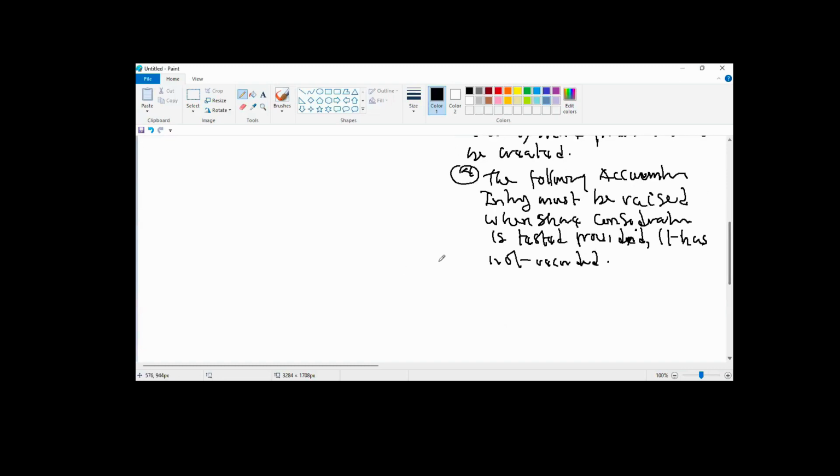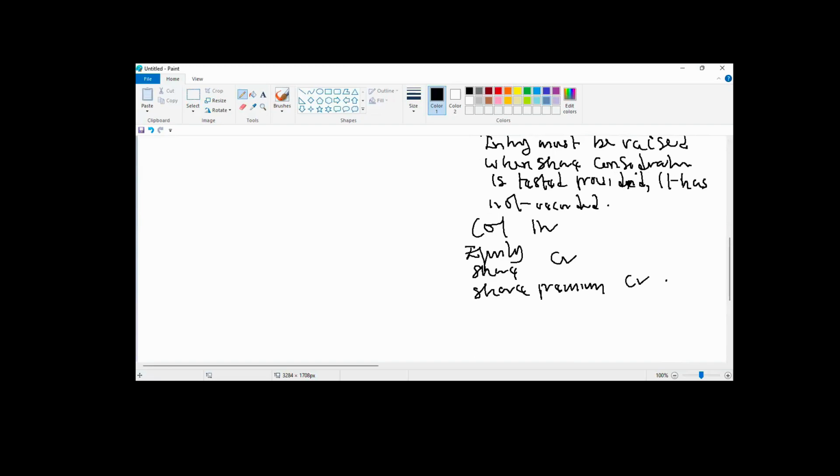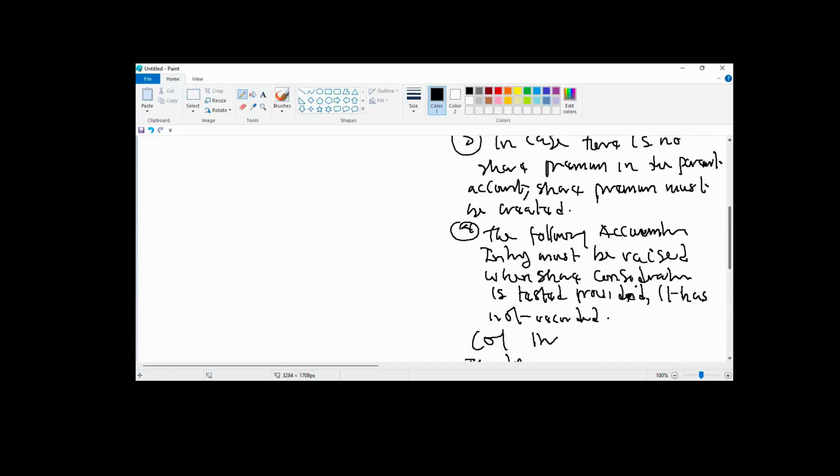Cost of investment, debit. Equity shares, credit. Share premium, credit. Provided it has not been recorded, this is the accounting treatment. That is the things to know under share consideration.